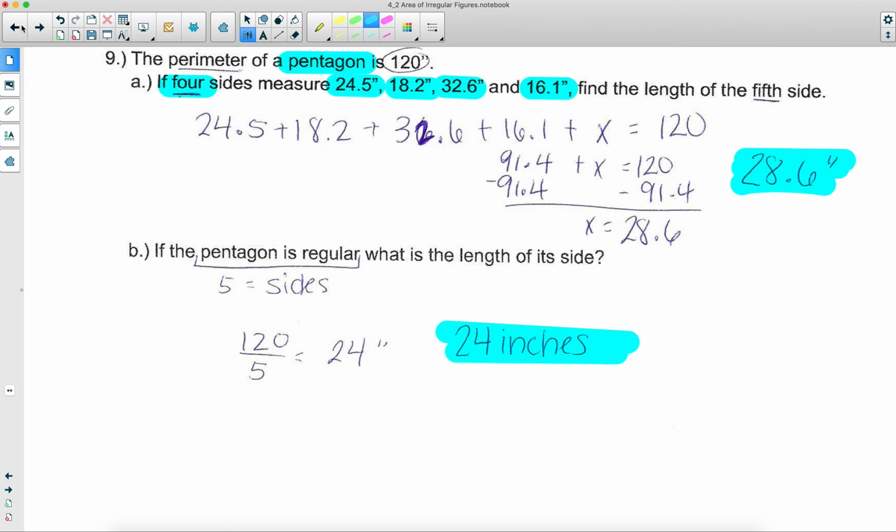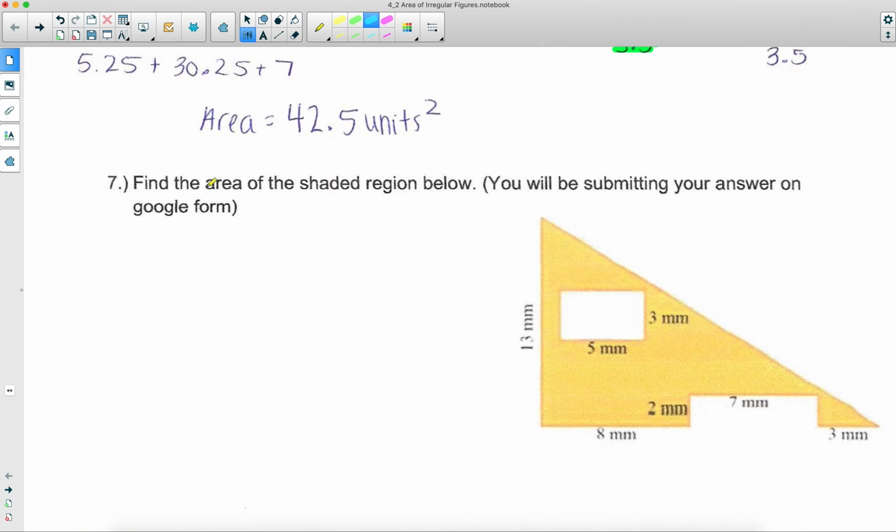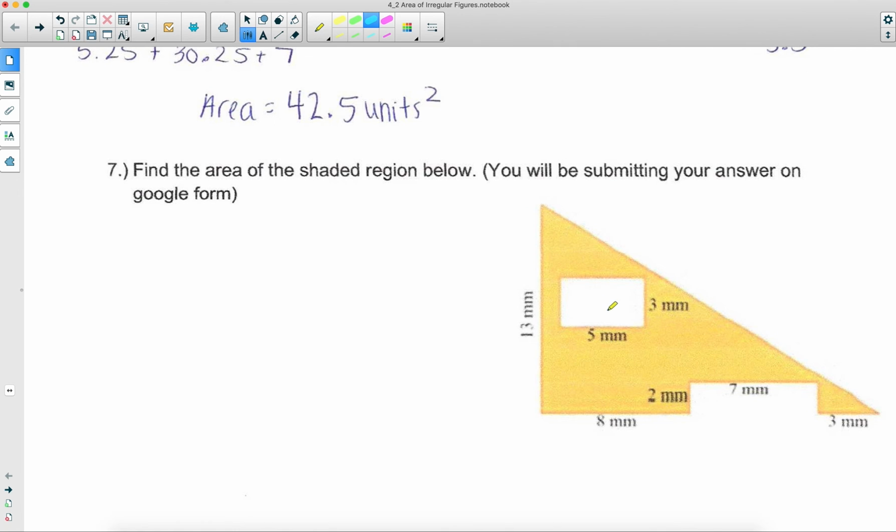Before I go, I just want to remind you to go back to number 7, right, area of the shaded region, and submit this answer through Google Form. Remember, area of the big figure, which is a triangle, and take away from it the area of the 2 smaller figures here and here.